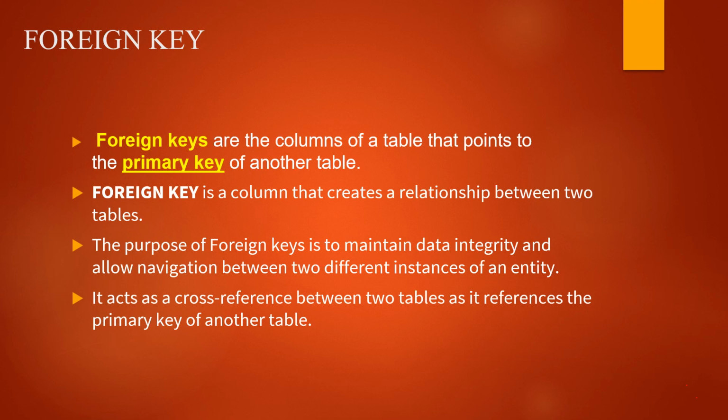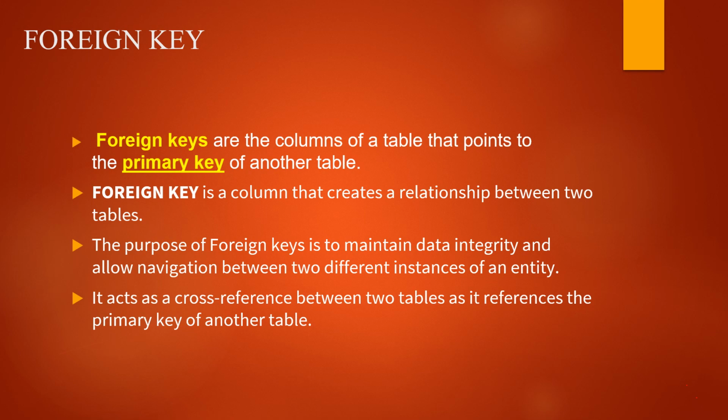What is a foreign key in a DBMS? Foreign keys are the columns of a table that point to the primary key of another table. We already studied primary key, super key, candidate key. All these keys are applied to only one table. There is no relationship between two tables. But when we consider the foreign key, these are the columns of a table that point to the primary key of another table. It means it is used to connect the relationship between two tables.